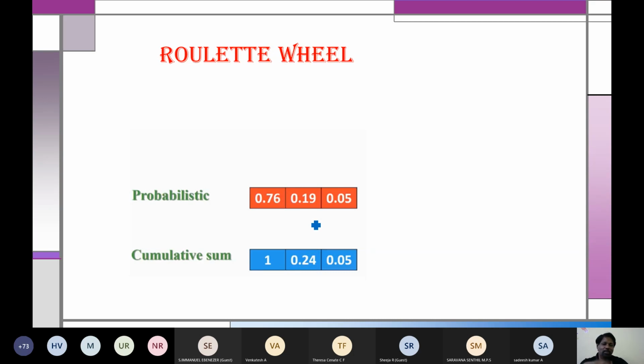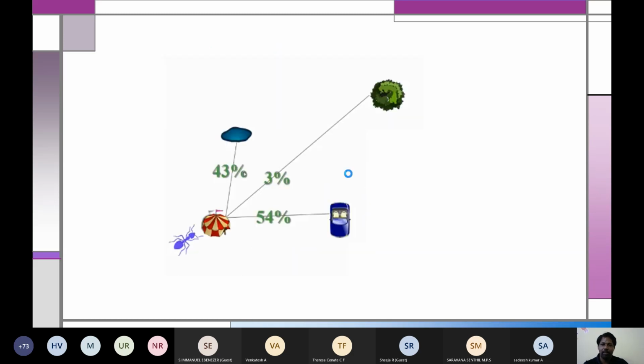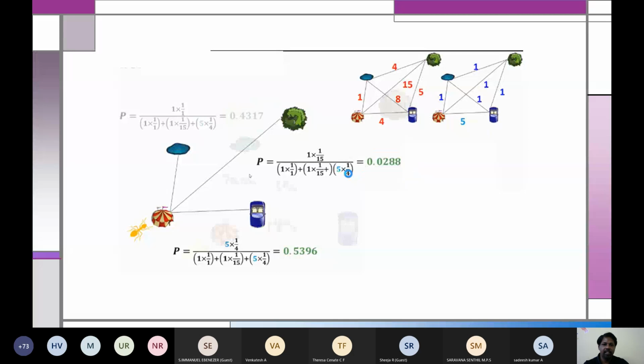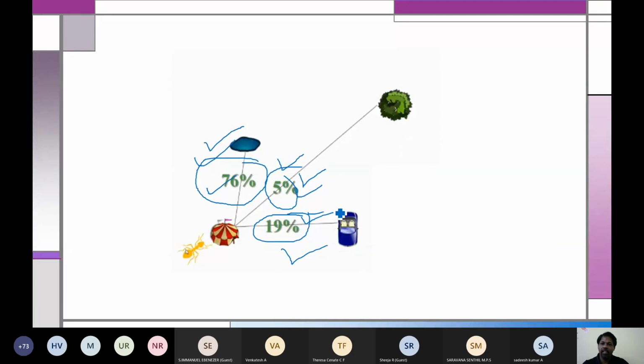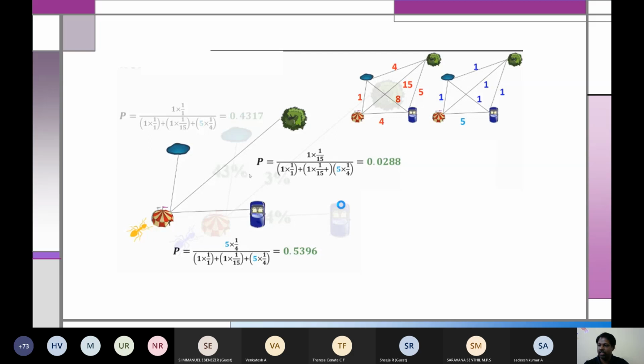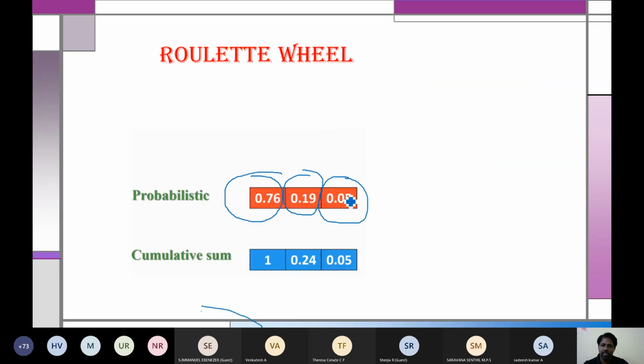There are a lot of options to choose from, but most of the time they use roulette wheel selection. From the first calculation you have seen, the first path has 76 percent, the second path has 19, and the third path has 5. So this is arranged as 0.76, 0.19 and 0.05. Adding 0.19 plus 0.05, you will get 0.24, and 0.76 plus 0.24 you will get 1. That's the wheel, and this is 0.05. So now we have a cumulative sum like this.